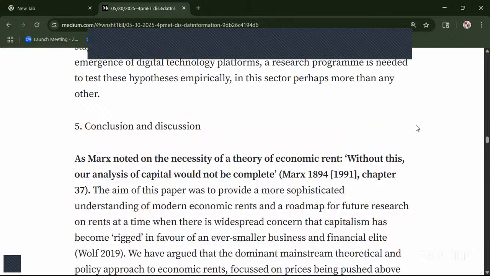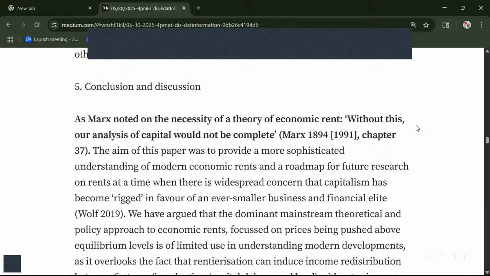As Marx noted on the necessity of a theory of economic rent, without this, our analysis of capital would not be complete. The aim of this paper was to provide a more sophisticated understanding of modern economic rents and a roadmap for future research on rents at a time when there is widespread concern that capitalism has become, quote unquote, rigged in favor of an ever smaller business and financial elite.